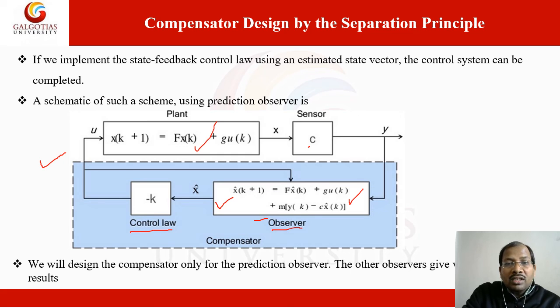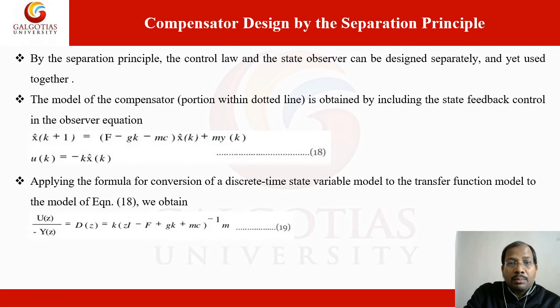So we first design and select the observer near the origin, and after that we can choose the controller. So this is the principle of separation that we are describing here. Here you can see F minus GK minus MC. So they are designing with the same u equal to minus Kx that we are putting. So we are getting this form. This is the transfer function of the overall system. K is the gain of the controller, M is the observer gain.